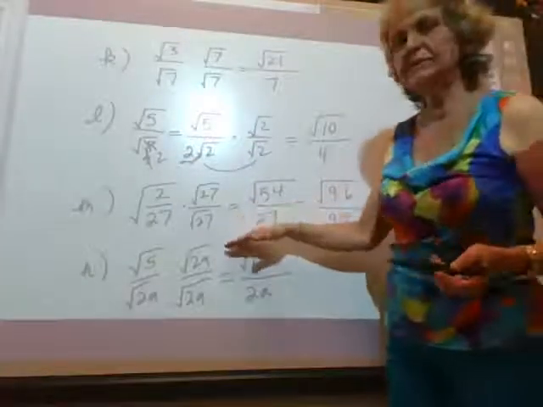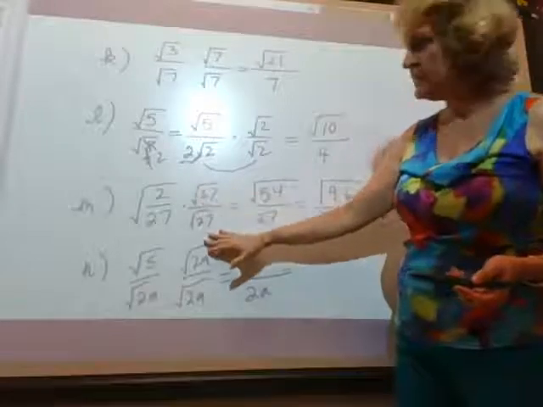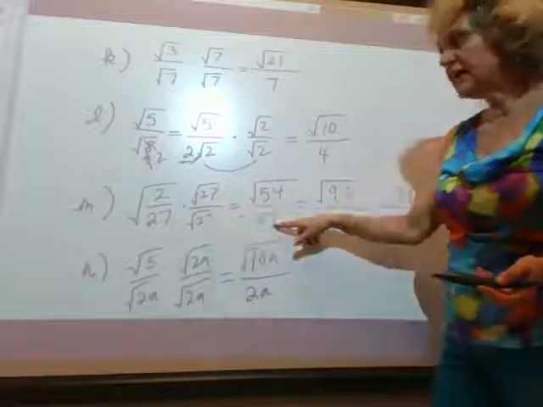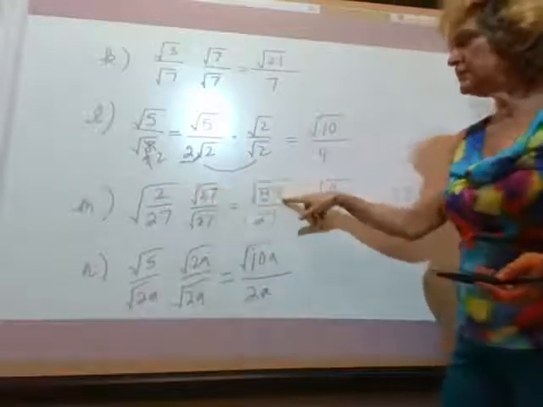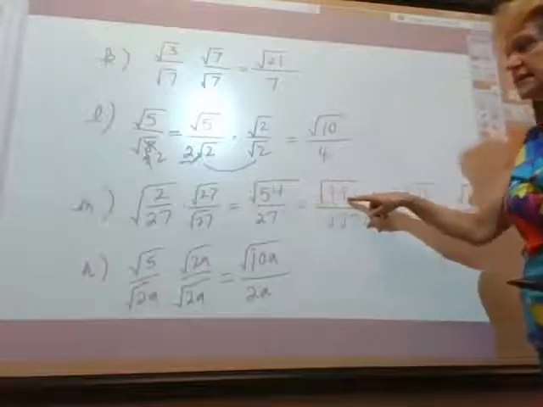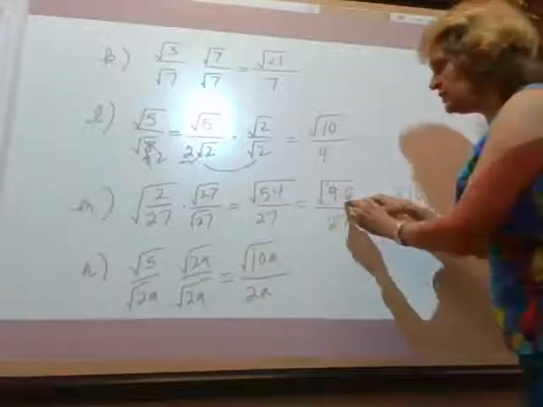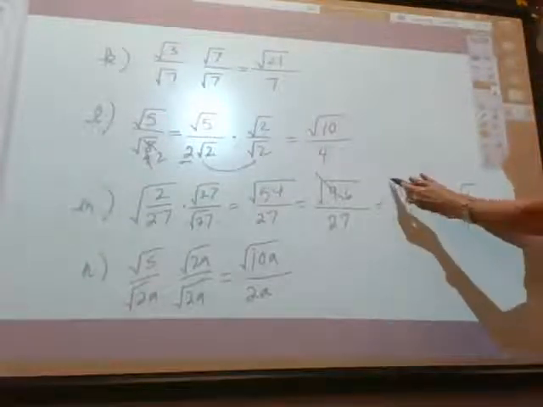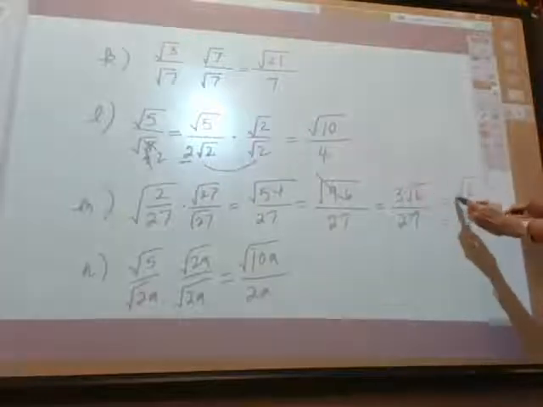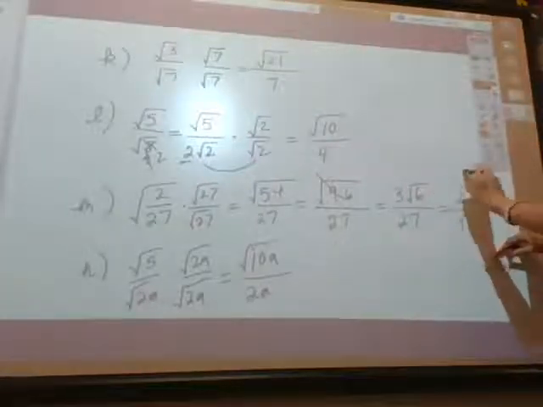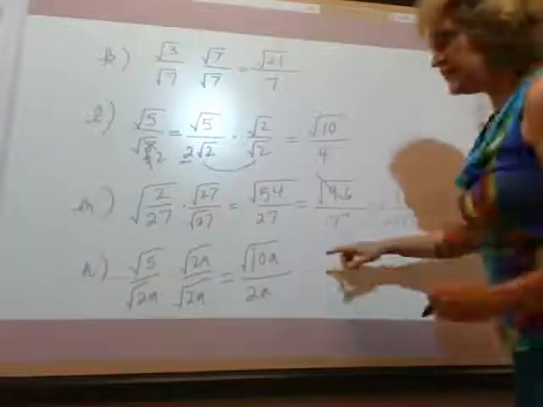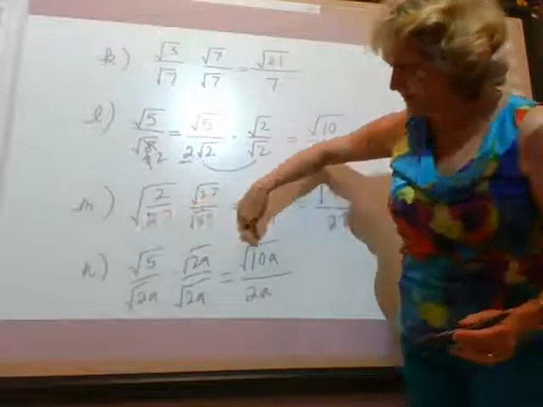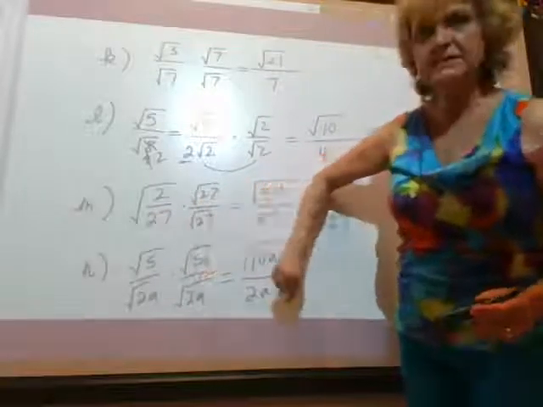This one, I didn't simplify. I went ahead and multiplied by radical 27 over radical 27. That's my 1. So 27 comes out. This product is 54, which is also 9 times 6. So the square root of 9 is 3 radical 6 over 27. And 3 over 27 reduces to an implied 1/9. So this is our final. All right, and down here, we just multiplied by 2a, so 10a, and 2a comes out.